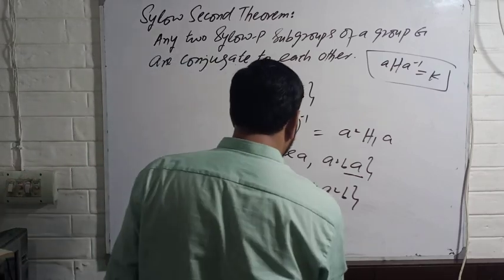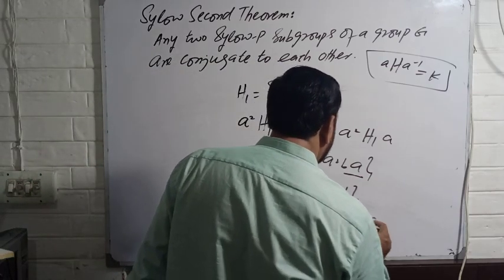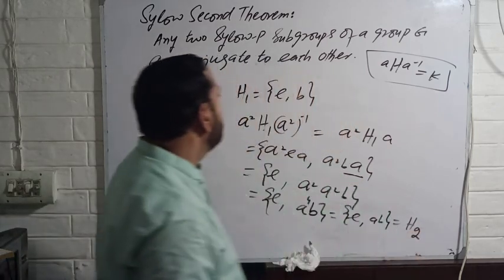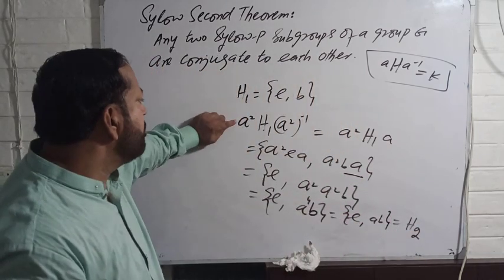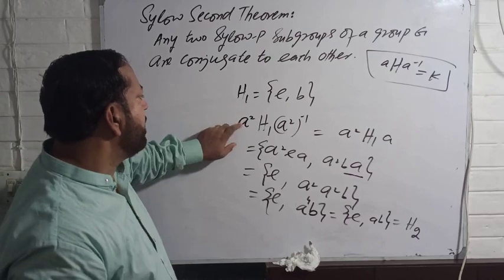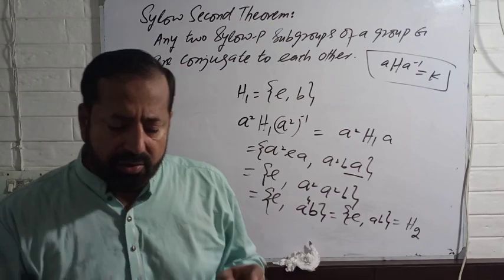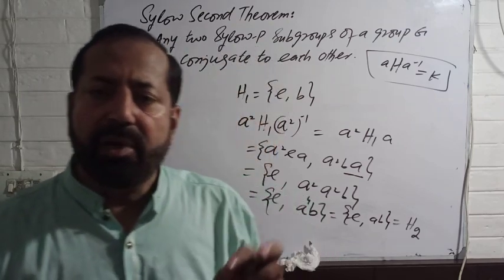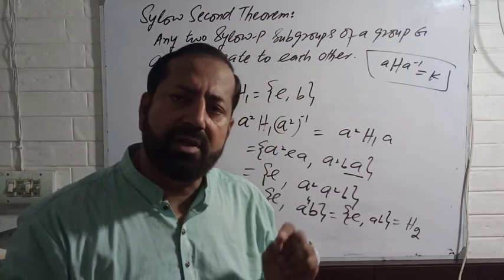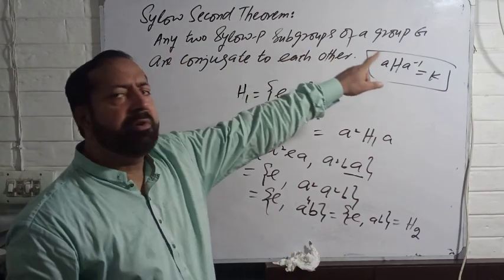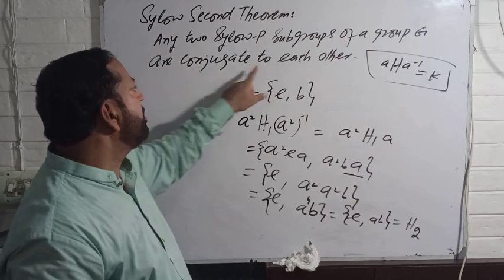So this is equal to E AB. Look, this is H2. Yes, H2 is also conjugate to H1. You have seen that A square H1, A square inverse is in fact H2. So now we have a better understanding of the statement that any two Sylow P subgroups of a group G are conjugate to each other.